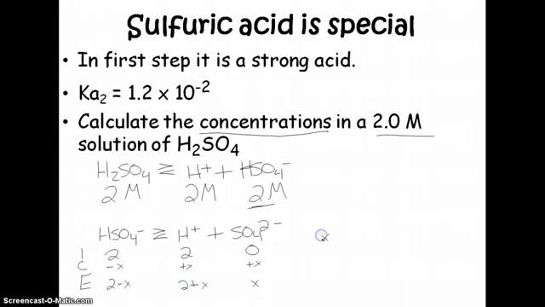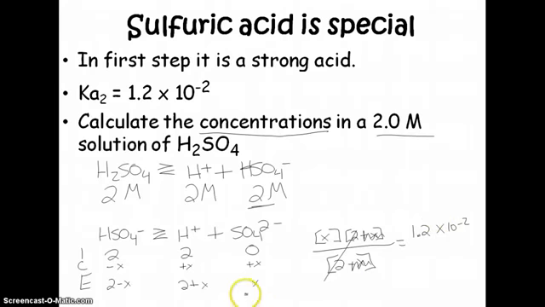So we get this in our equilibrium expression. We have X times 2 plus X, so this is products over reactants, and then 2 minus X. That's equal to the 1.2 times 10 to the negative second Ka. All right, so it's a small Ka, so we can cross out the pluses and minuses, which also gets rid of that. So this is our X.